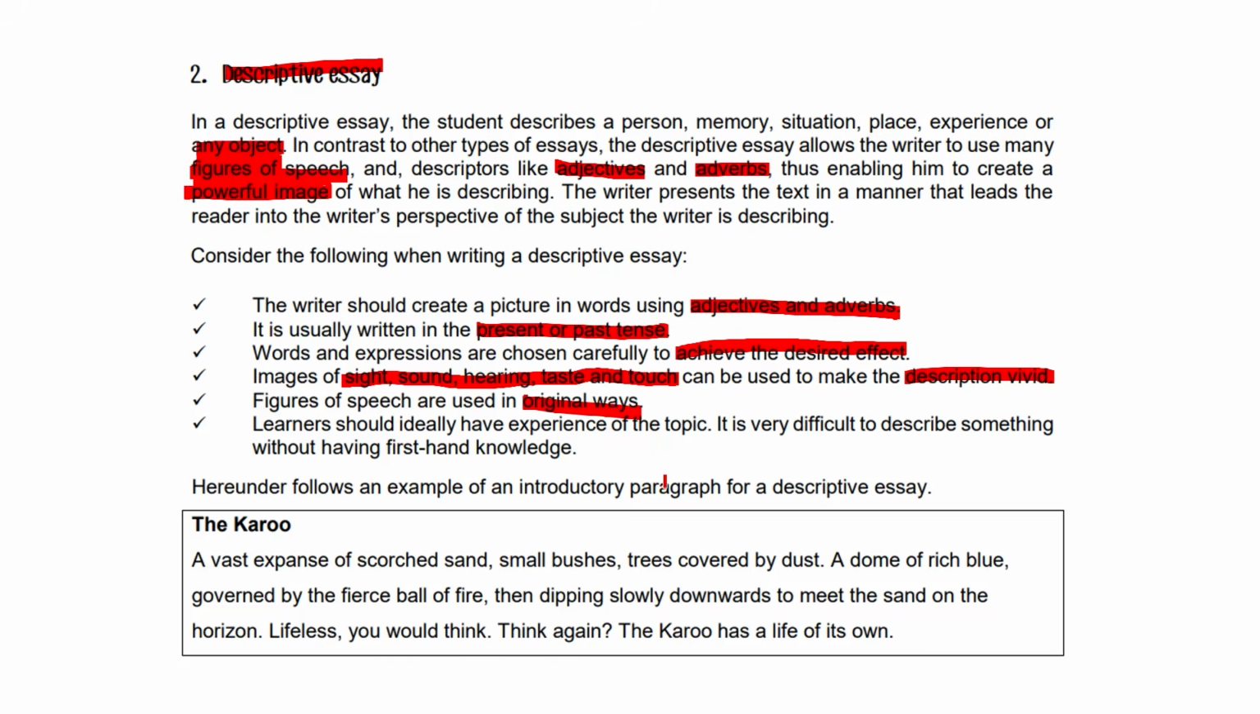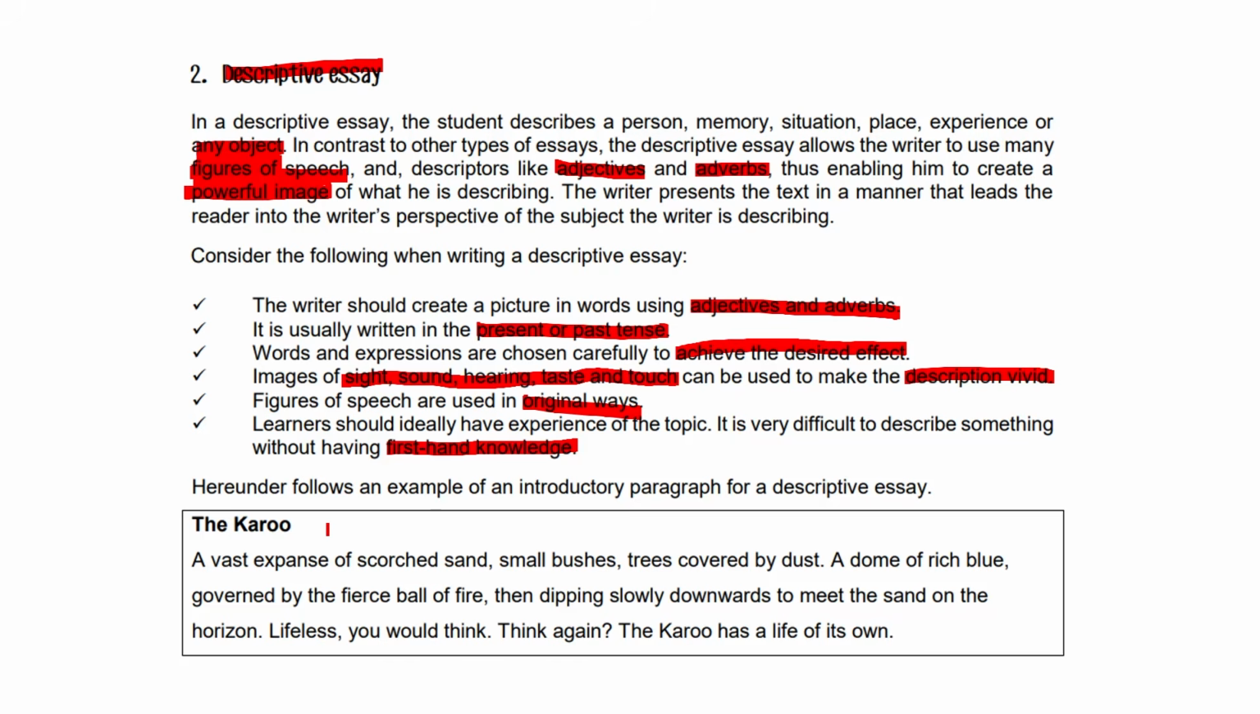Learners should ideally have experience of the topic, and it's very difficult to describe something without having first-hand knowledge. So this is important. Try to make it a more real life experience. Don't talk about how you trek to the base of a volcano when you haven't. But something like just taking a stroll through a garden. Okay, something that is common to most people. Most people have seen flowers, they've seen trees, they've seen greenery, especially living in South Africa. But saying you're at the base of Mount Fuji, yeah, you can do it if you've done it. It's just better to write about things you have first-hand experience of.